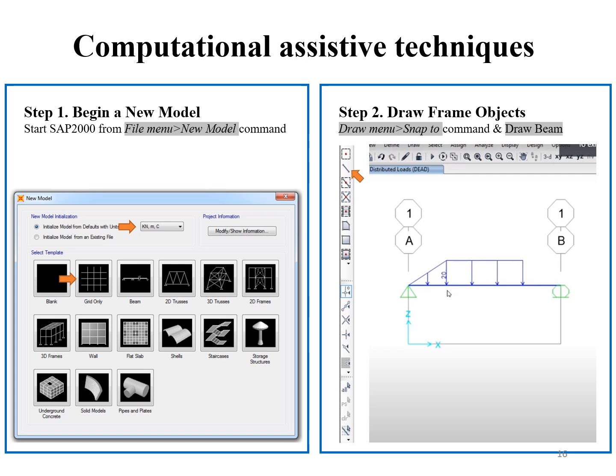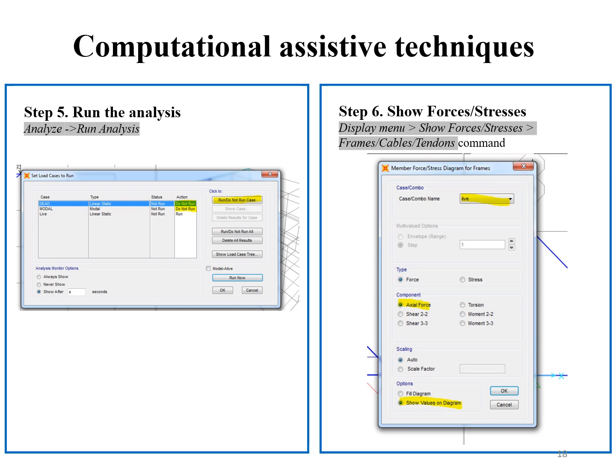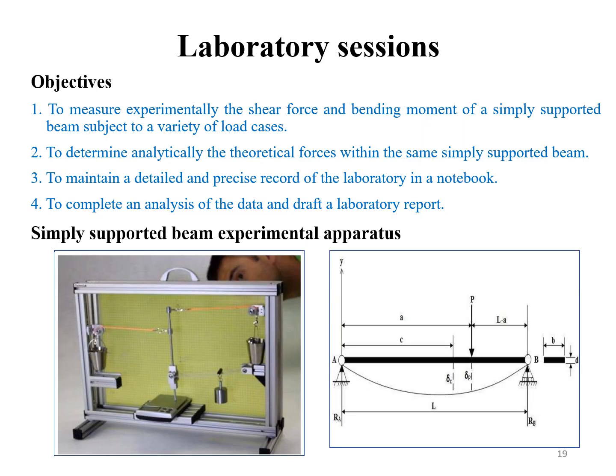So here's the detail for a simple example tutorial. Step 1 is to begin a new model in SAP 2000 and then we draw the frame objects. In step 3, we assign joint constraints and then we assign load conditions. Then we run the analysis. Finally, we can get the forces and stresses results.